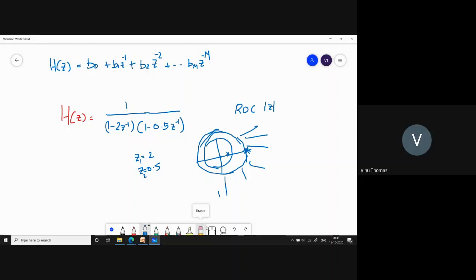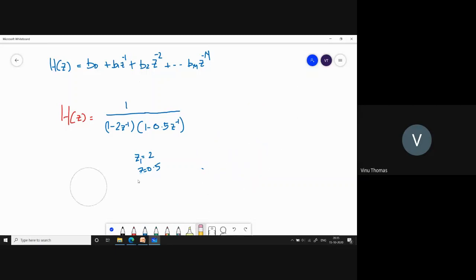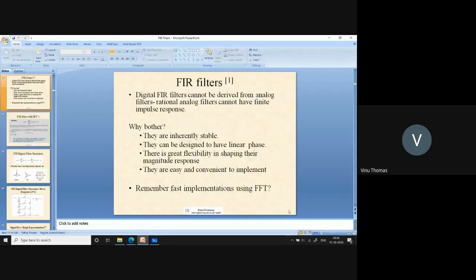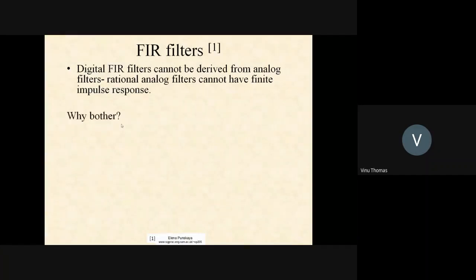So FIR filters are always stable. IIR filters are not always stable. They are conditionally stable. So you have to look at the location of the poles to find out the stability of the IIR filters. Even though you call FIR filters all-zero filters, it does not mean that FIR filters do not have any poles. It only means that all the poles of the FIR filter are at the origin. Is that understood? All poles of the FIR filter are at the origin.